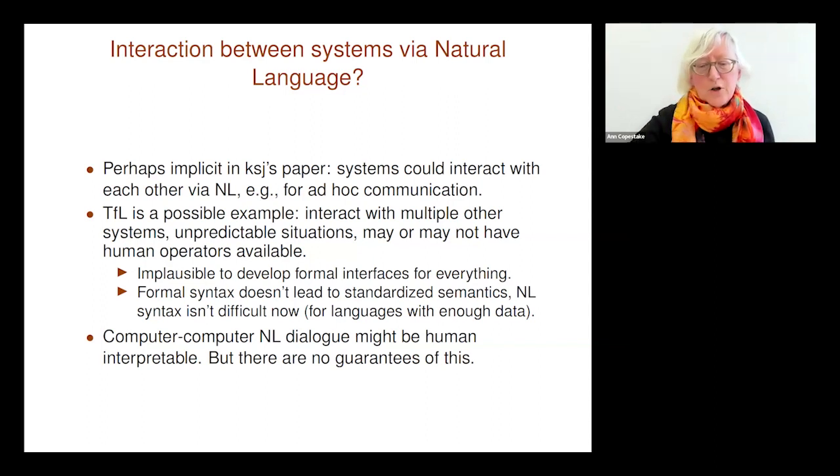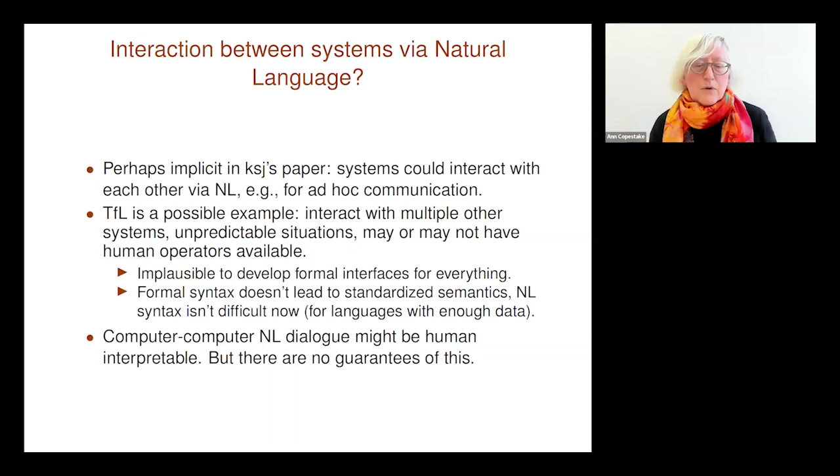You want to interact with multiple other systems, in unpredictable situations, which may or may not have human operators available. And so it's very interesting, this idea that you can interact with another system via natural language, and maybe there's a human there, or maybe there isn't, but you might get something even if there isn't a human. I think that's got a huge amount of potential.